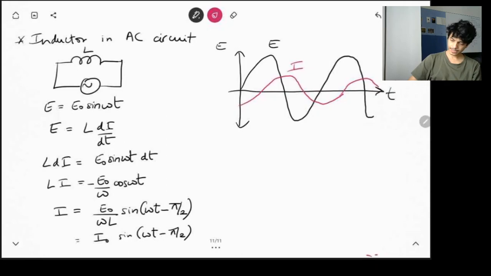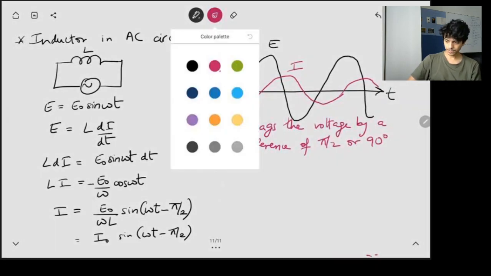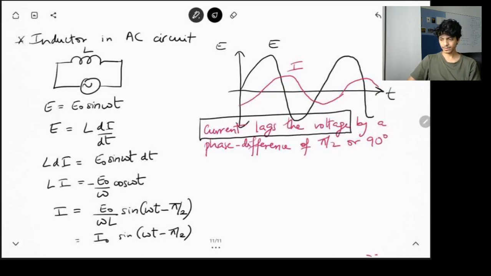So what we say is that when you have an inductor, the current lags the voltage by a phase difference of pi by 2 or 90 degrees. The important word over here is lags. So the current lags the voltage, which means it is behind the voltage by 90 degrees.